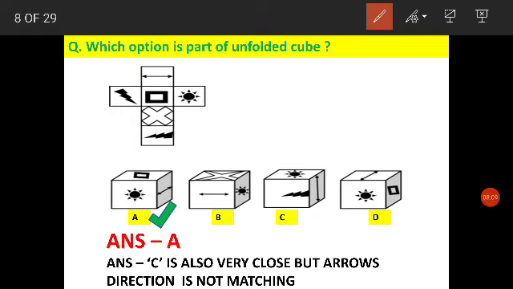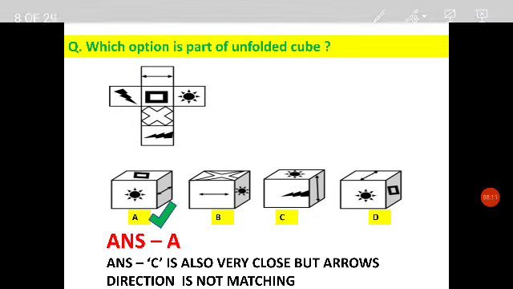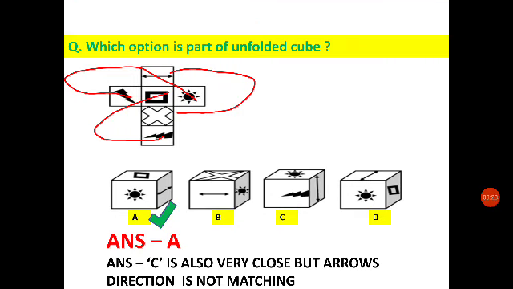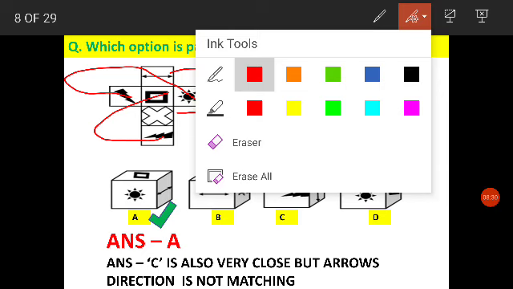So you have to do the same analogy. That is, these two faces are opposite, these two faces are opposite, and these two faces are opposite. So when you put these options, you'll find that answer A is correct.